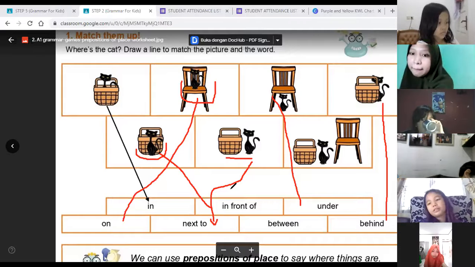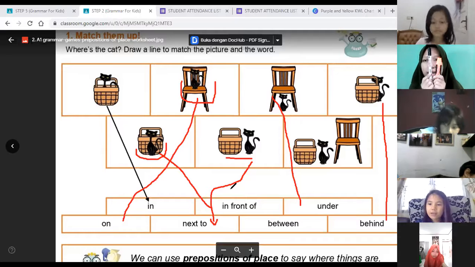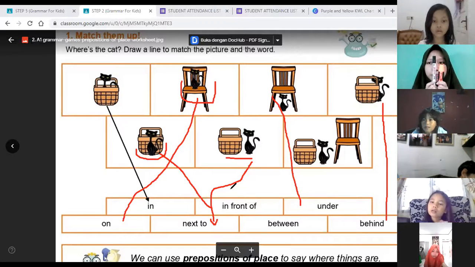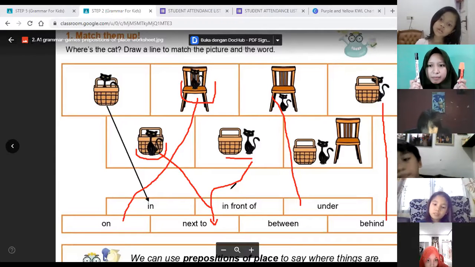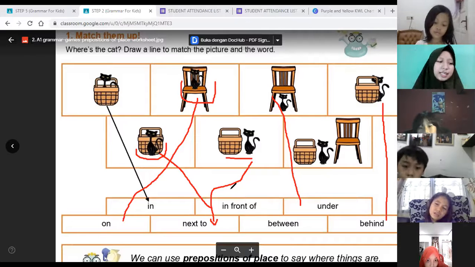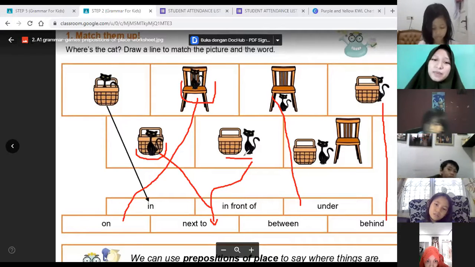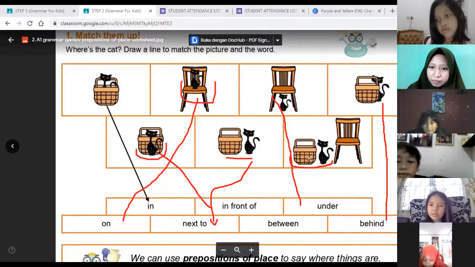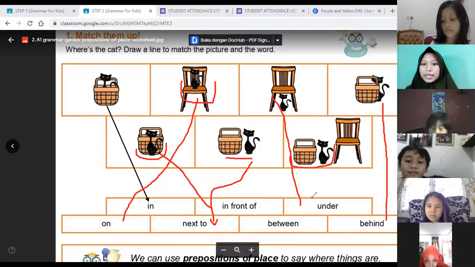Yes. Okay. I understand. Okay, so what about this one? Where is the highlighter, everyone? The highlighter is next to or beside? Next to. What about this one? Next to or beside? Beside. Okay. Great job, everyone. So what about this one, everyone? Where is the cat? Between.